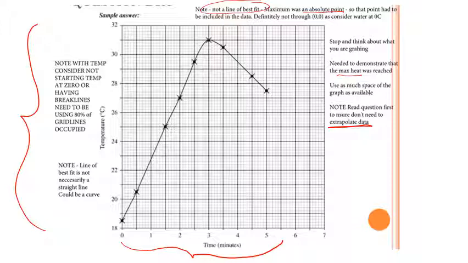Now there's a couple of really important notes over here. It says, note, with temperature, consider not starting the temperature at 0. So you'll see here it doesn't start at 0. Or having break lines so that more than 80% of the grid lines is occupied. So you'll see here, instead of starting at 0, 0, they've started at 0 and 18. Now it doesn't really matter what you start with as long as you're really clear on both axes what your starting points are.